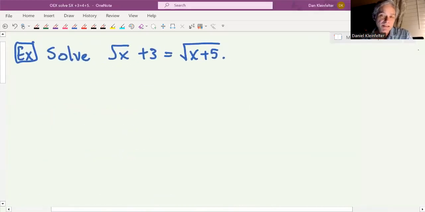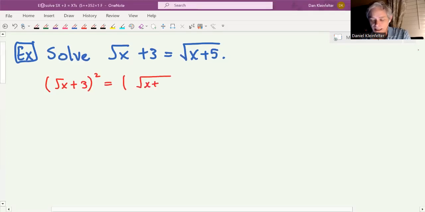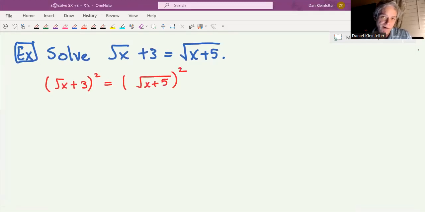So we have the square root of x plus 3 equaling the square root of x plus 5. So we're going to, again, begin by isolating the radical. Of course, there are 2 radicals in this one, and so you can ask yourself, which one do you want to isolate? It won't matter in the long run, but the right side already has a root by itself. And so we're just going to go ahead and square both sides right now.